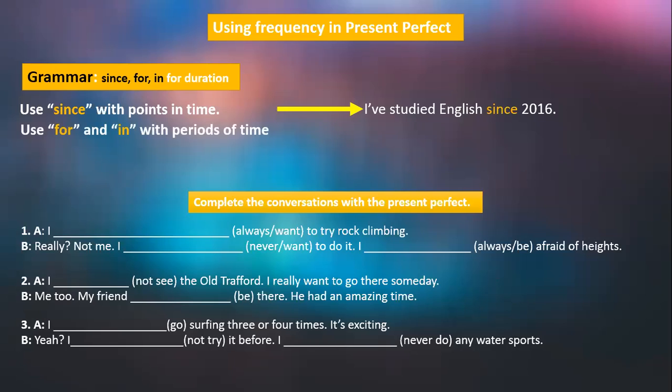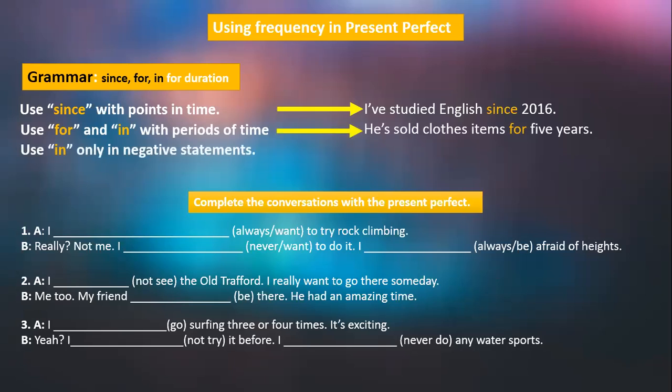Use for and in with periods of time. He's sold clothes items for 5 years. But you can use in only in negative statements. For example, they haven't traveled to the beach in years. So you have in here an example.